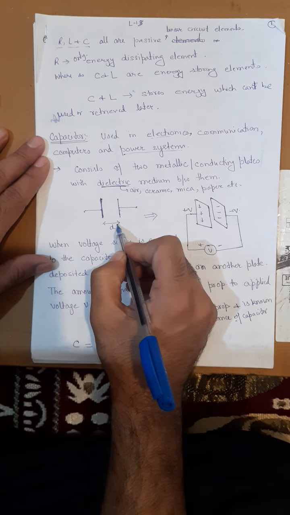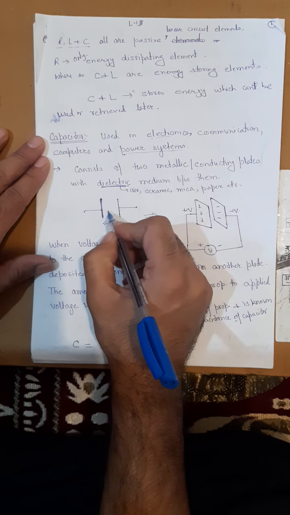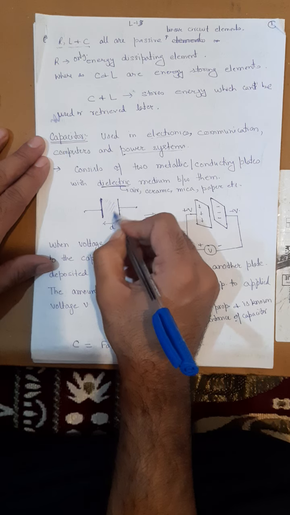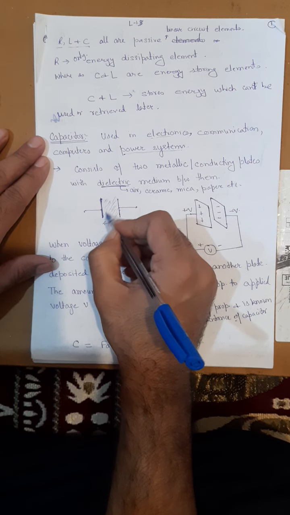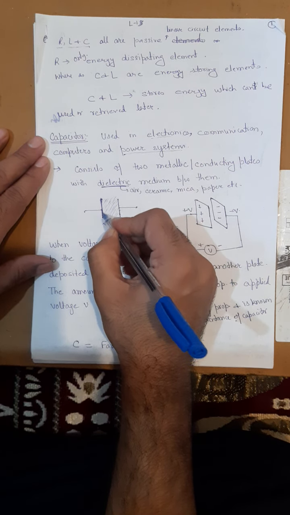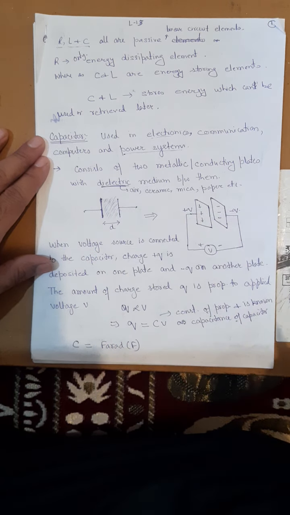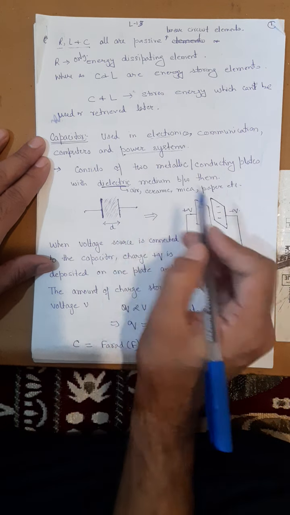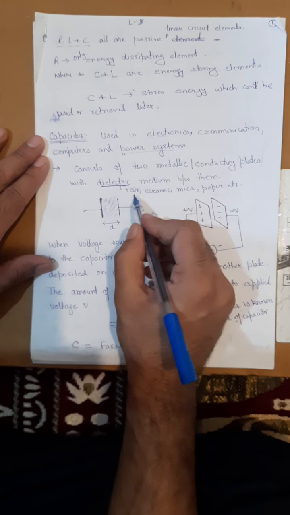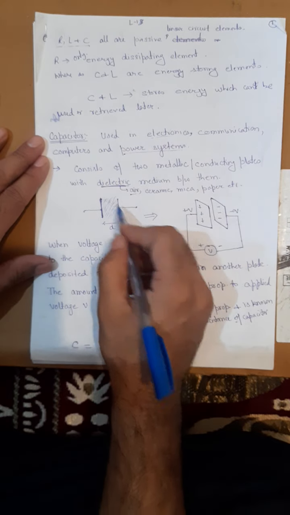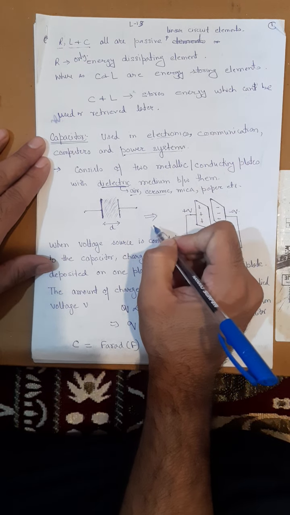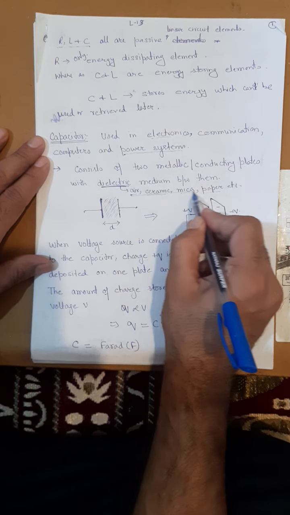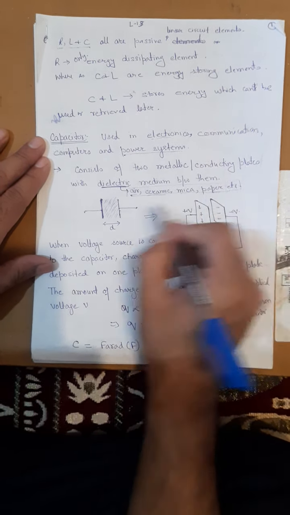The distance is d, and the space between these plates is filled with some dielectric medium. What are the dielectric mediums that can fill this space? It can be air, which means there is nothing but air only, or ceramics, mica, paper, etc. These are the various dielectric mediums that can be used in a capacitor.